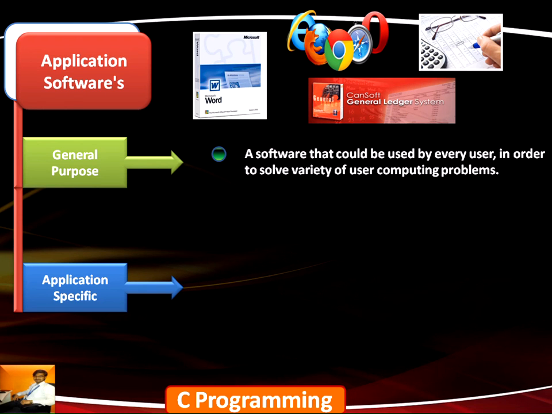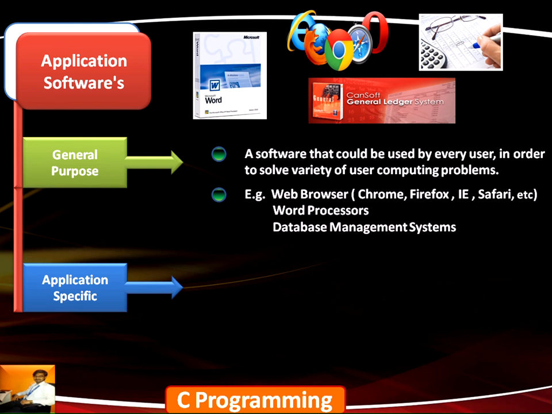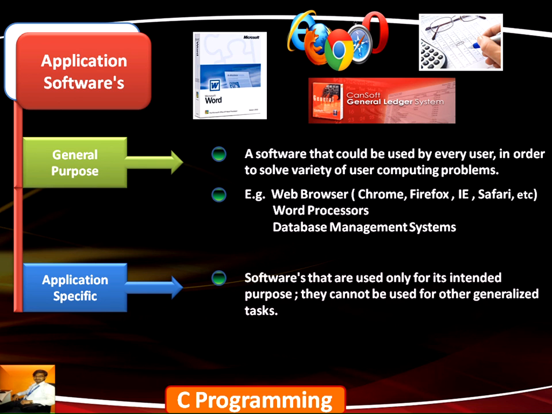General purpose softwares are those softwares that could be used by every user in order to solve a variety of user computing problems. For example, if you wanted to access the web or internet, we need a special general purpose software utilized by everyone, that is the browser, like Google Chrome, Firefox, Internet Explorer. And even we need certain word processor softwares for writing data, and in order to manage our files we need database management system softwares.